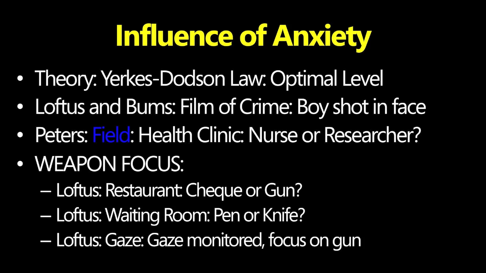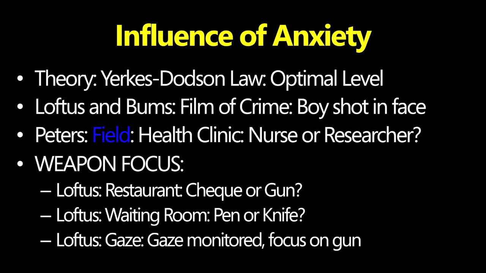Loftus's experiment. These are all Loftus's experiments. Again, busy lady. This is the one with the restaurant. Was it a check or a gun? They showed participants slides of a customer in a restaurant. In one, they were holding a gun, in the other, a checkbook, and they were less likely to identify the customer who was holding the gun, probably because they had been focusing on the gun, and so they're more likely to identify the person with the checkbook, which is all very lovely.